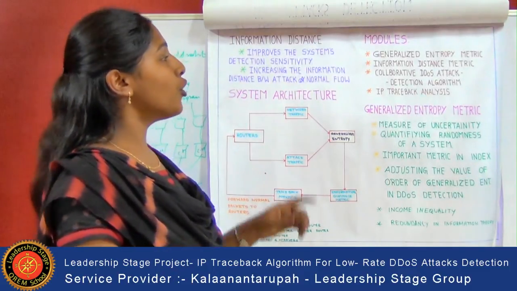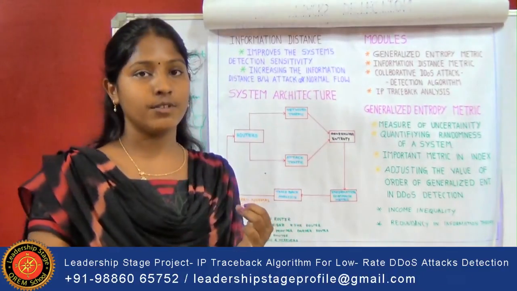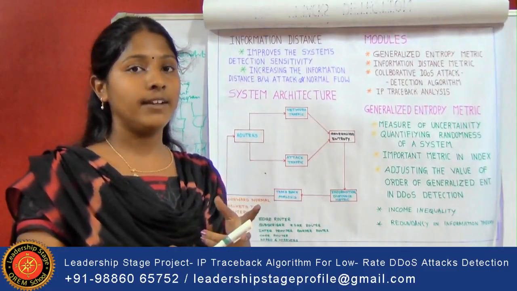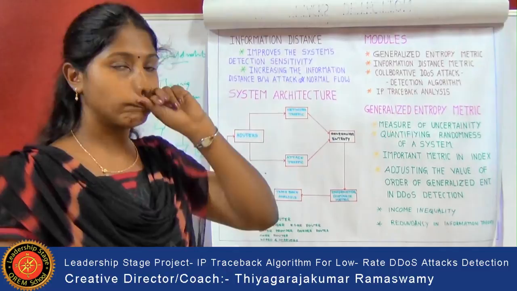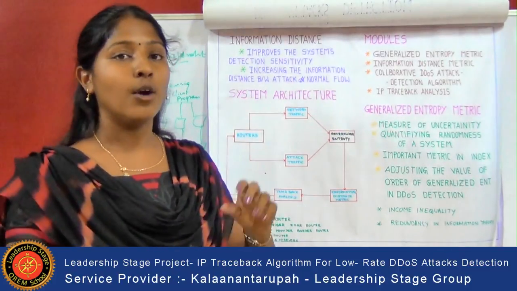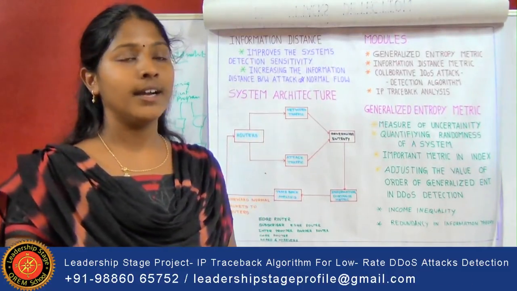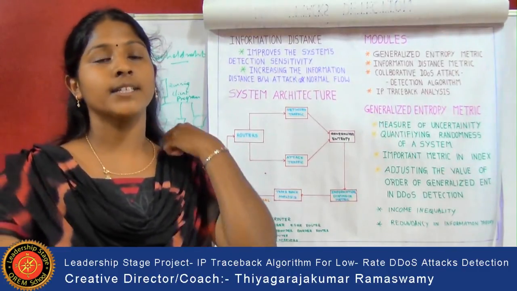The modules which we implemented in our project are four. One is the generalized information entropy metric and information distance metric, then the collaborative DDoS attack detection algorithm, then IP traceback analysis. Before I explain the modules, I will give one example of how a DDoS attack is implemented in real time and what happens when it is implemented. It is a real-time example.